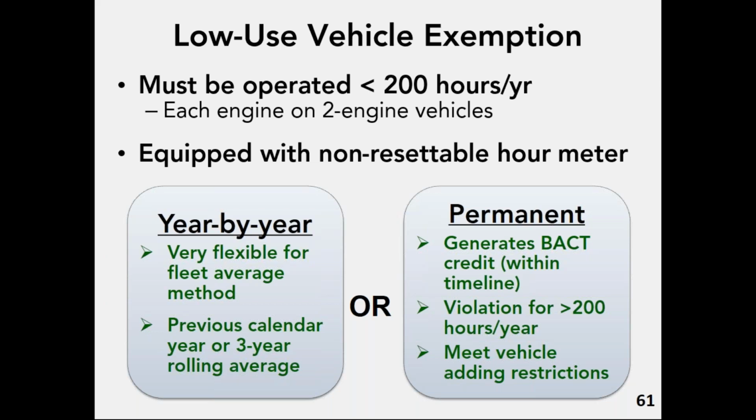However, because of this, there is a downside to permanent low use, and that is if you go over 200 hours, your BACT credit will go away. The adding vehicle restriction, the tier ban, applies because, again, you told us you sold it. Additionally, you will most likely receive a citation for exceeding the hours in that scenario.